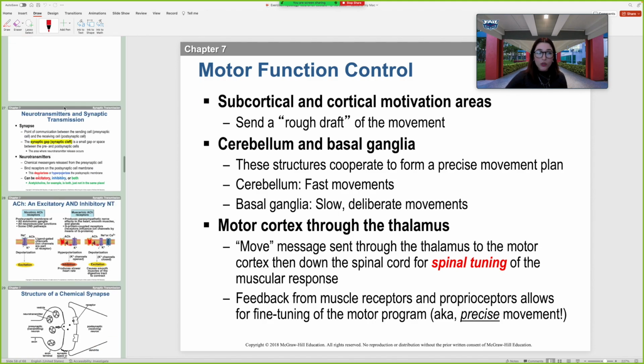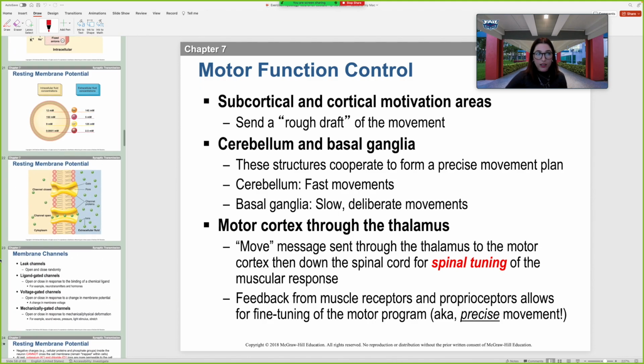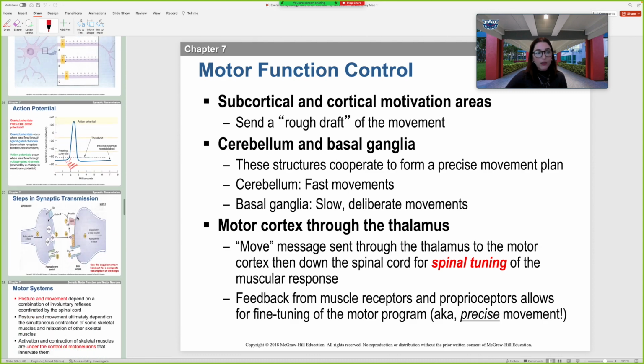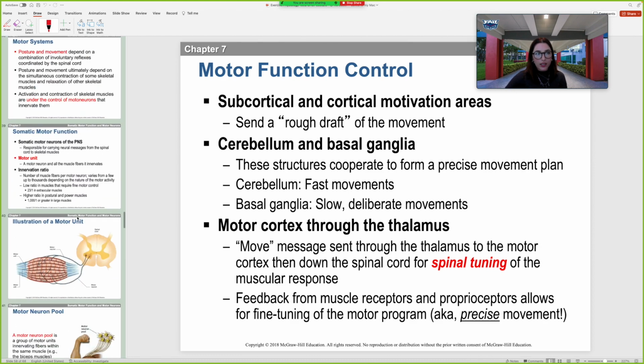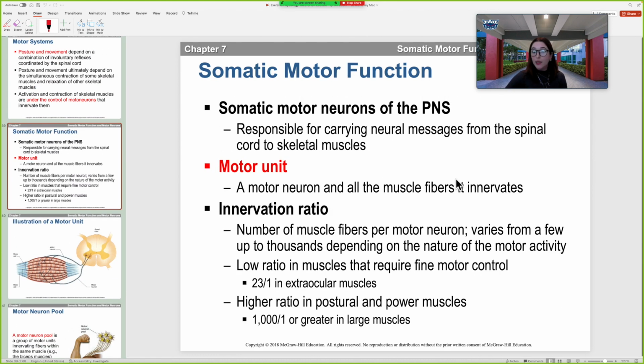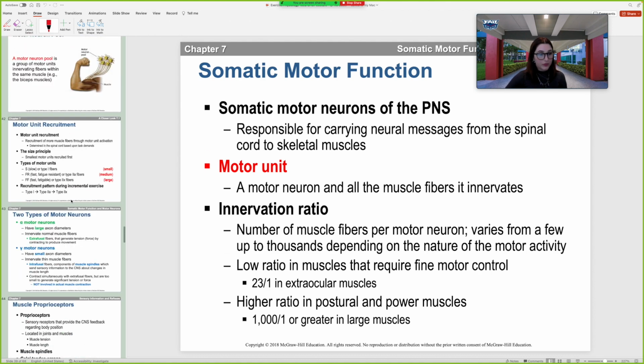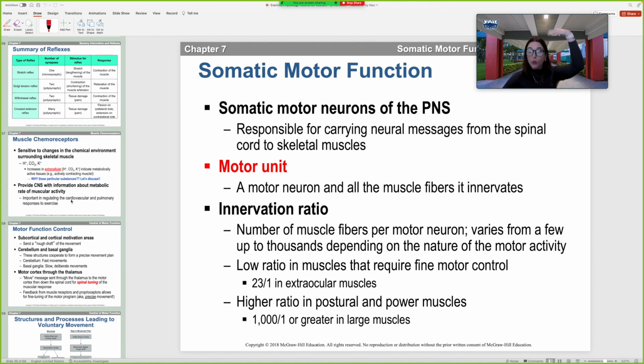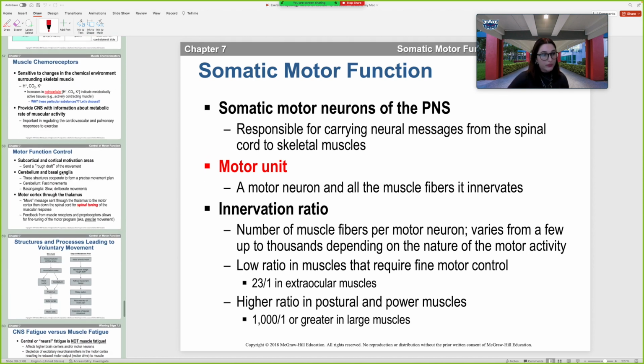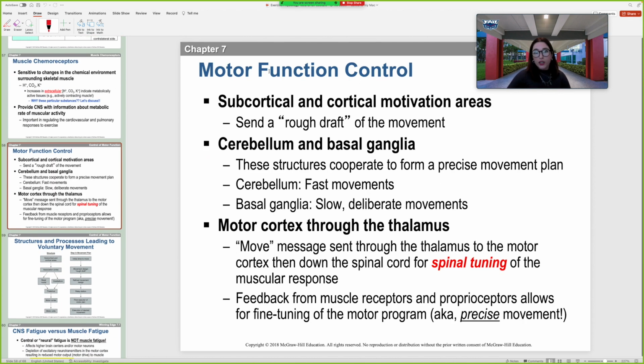Even motor unit recruitment, whoa, I scrolled way back. Even the motor unit recruitment is happening at the spinal cord, okay? So now we're going to talk about what's going on above all of that. What's kind of driving all of this. All right, motor function control. So the subcortical, which is just below the cortex, and cortical motivation areas, this is where you get that initial drive to move.